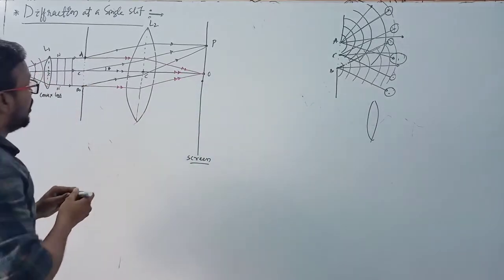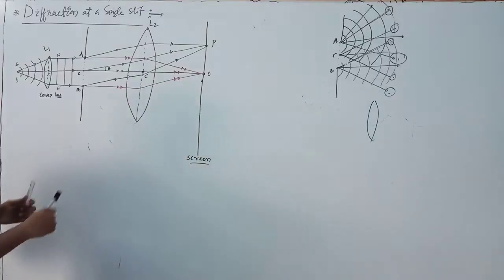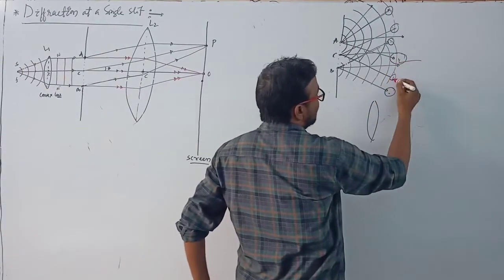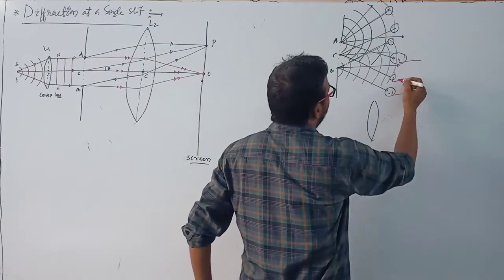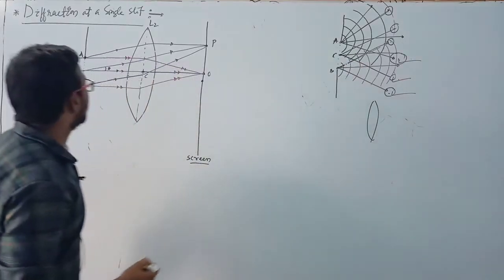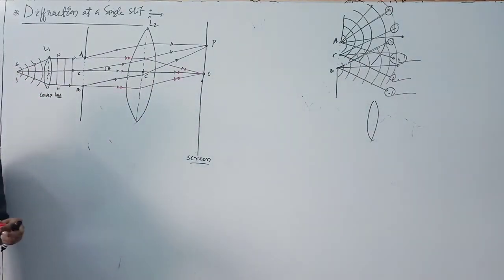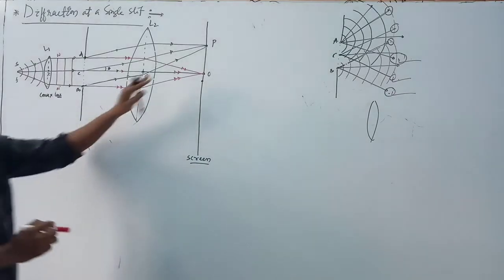Clear? Or we can take another type of ray. Here this point, first, second, third ray, A point, B point and C point here. So you may get confused. I think you may get confused. So I will draw these two diagrams.